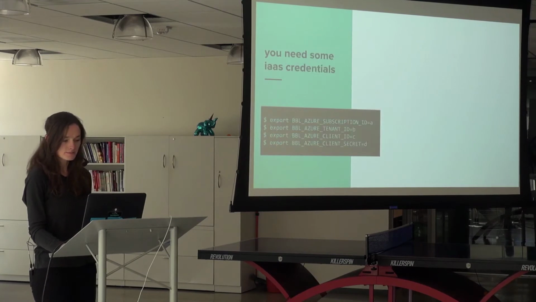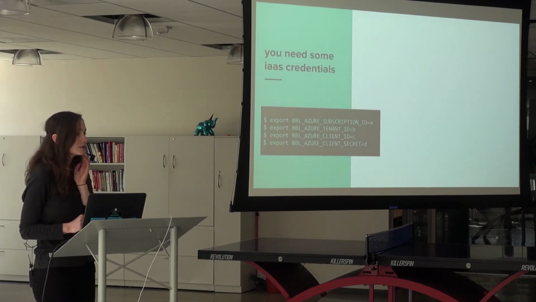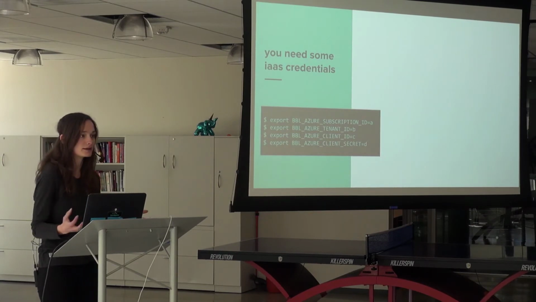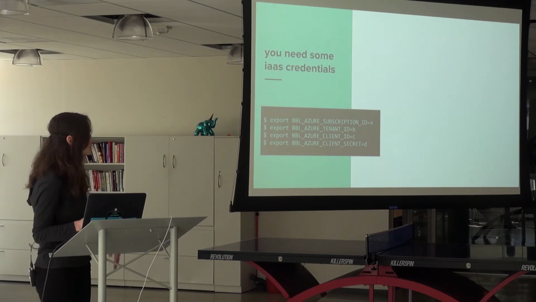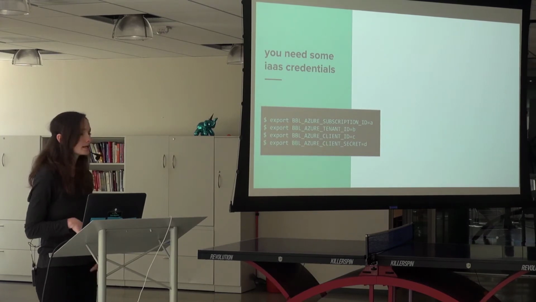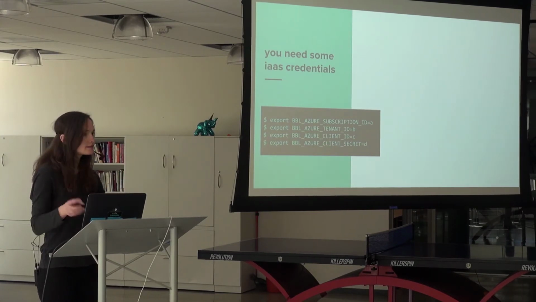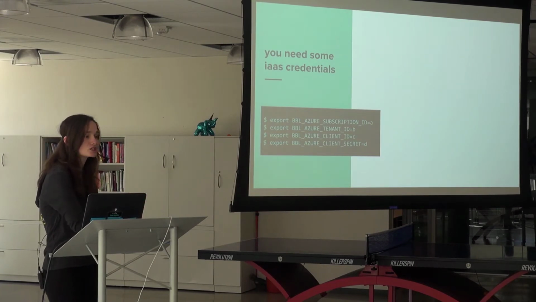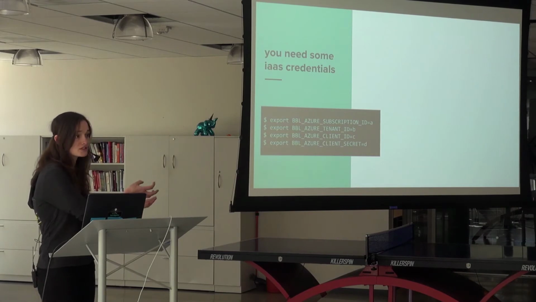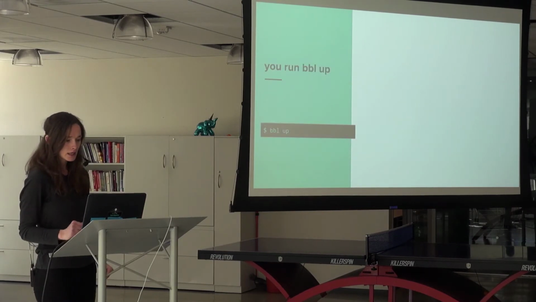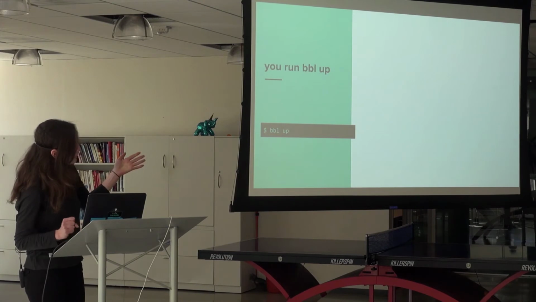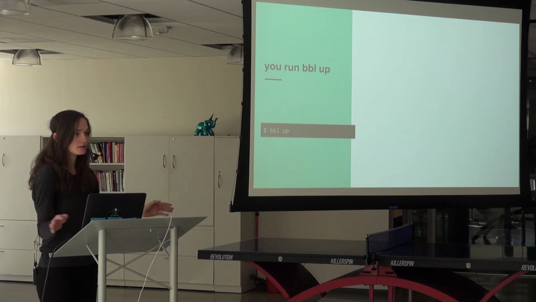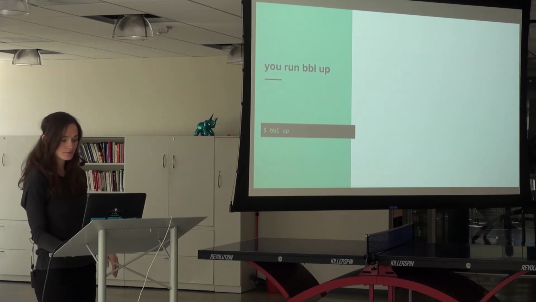All right, so the next thing that you need before you can bubble up is IaaS credentials. So for example, on Azure, you're going to need things like a subscription ID, a tenant ID, client secret. This is how you authorize Bubble to go and do things in your IaaS, like create VMs, change IAM policies, do a whole bunch of stuff in there. All right, so you run Bubble up. This is the bare minimum, on the rails, simple environment.